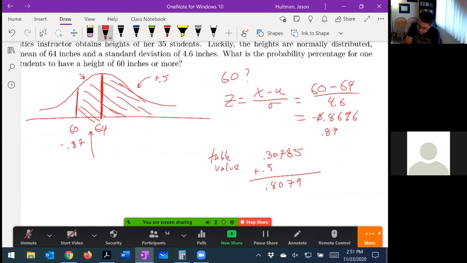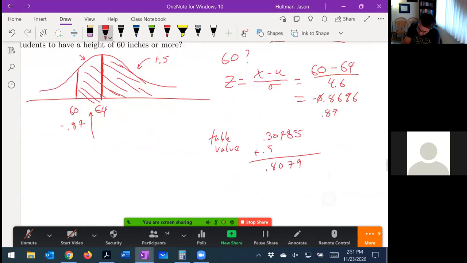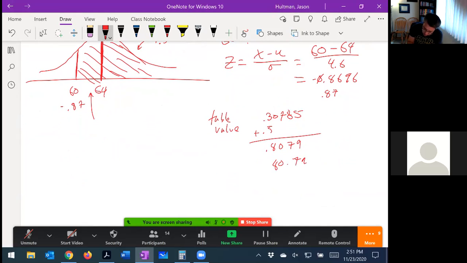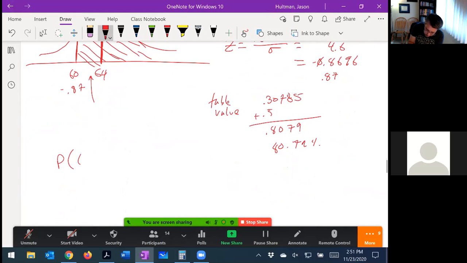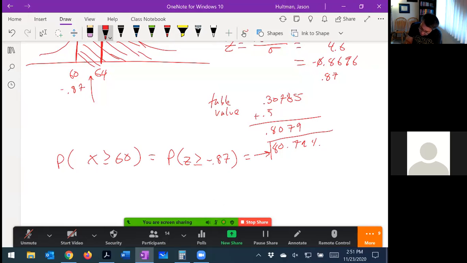Okay, and so what is the probability percentage? Well, it's about 80.79%. So we would say that the probability of being 60 inches or more, x greater than or equal to 60, is the same as saying the probability of the z-score being greater than or equal to negative 0.87, which is equal to 80.79%. Okay, or 80.8%.